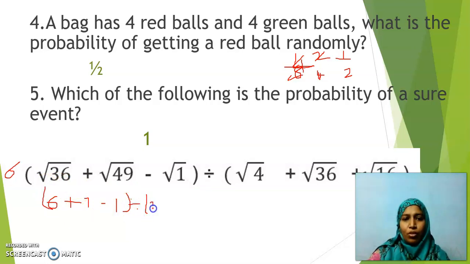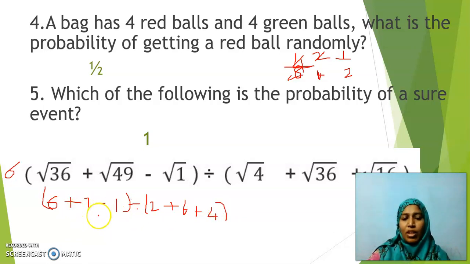what is root 4? 2. 36. 6, because 6 6s are 36. Again 16 here. 16 means 4 4s are 16. If I find the square root of 16, it is 4. Now simplify this. 6 plus 7.